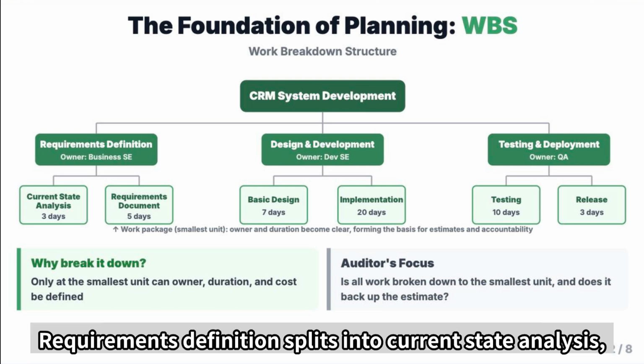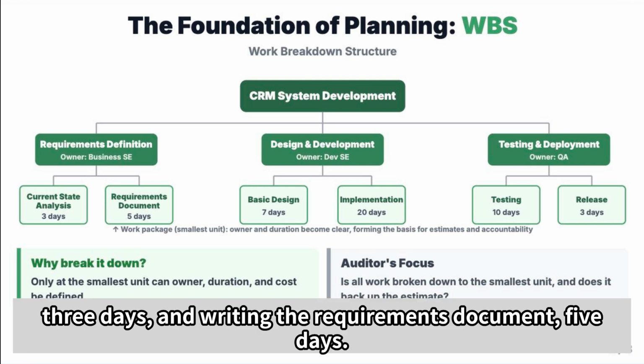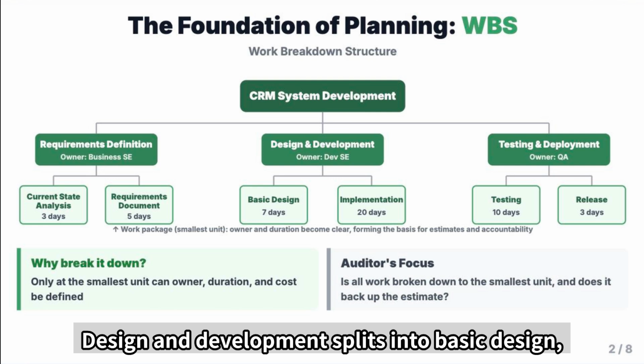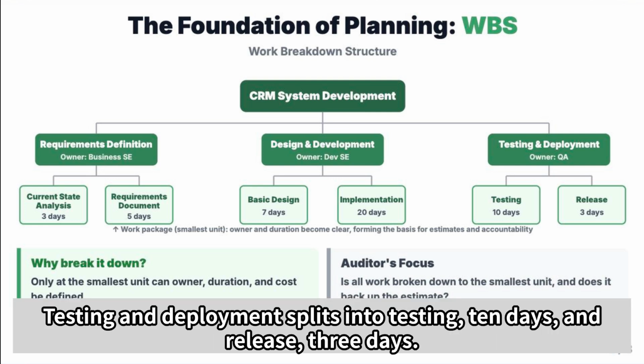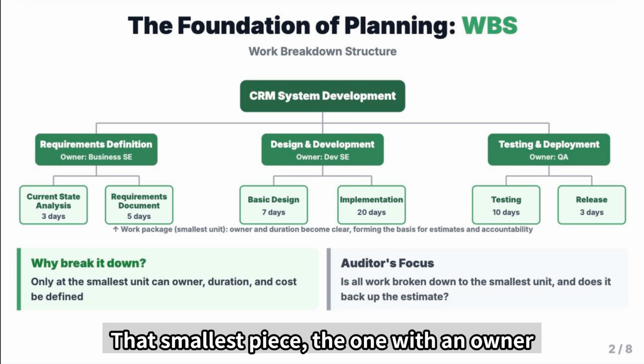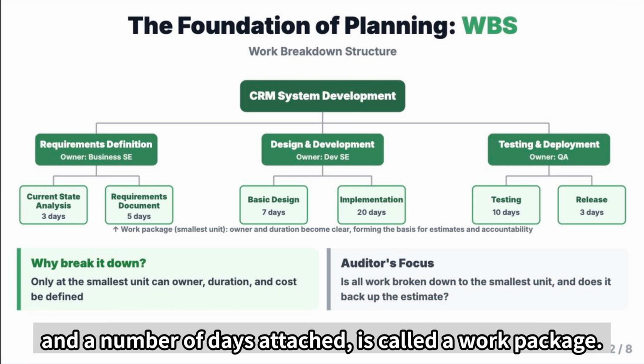Requirements definition splits into current state analysis, 3 days, and writing the requirements document, 5 days. Design and development splits into basic design, 7 days, and implementation, 20 days. Testing and deployment splits into testing, 10 days, and release, 3 days. That smallest piece, the one with an owner and a number of days attached, is called a work package.